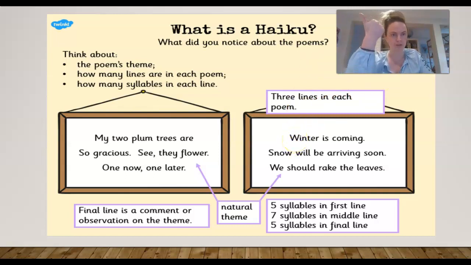So winter. What about is? How many beats are there in is? There's 1 more syllable. So far, winter is, that's 3 syllables. Now let's look at coming.